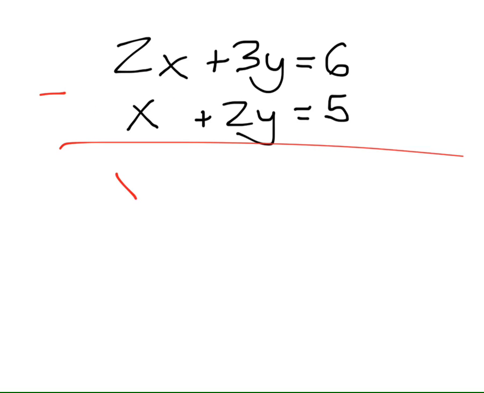So let's say I went back and said, okay, let's try and subtract them. 2x minus x is 1x. 3y minus 2y is 1y. 6 minus 5 is 1. Again, doesn't help me. Nothing was eliminated. So now I've tried both addition and subtraction. So I need a way that I can still use elimination on this problem.